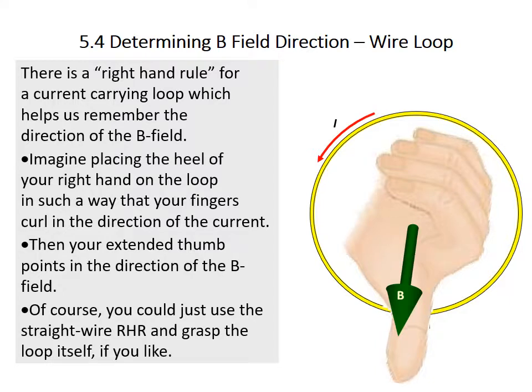You could also just use the straight wire right-hand rule and grasp the loop itself if you would like, and you should obtain pretty much the same thing. Thumb points in the direction of current, fingers then curl in the direction of the B field, and you end up with the same thing. This right-hand rule that I've just shown will tell you the orientation of the magnetic field inside the loop.